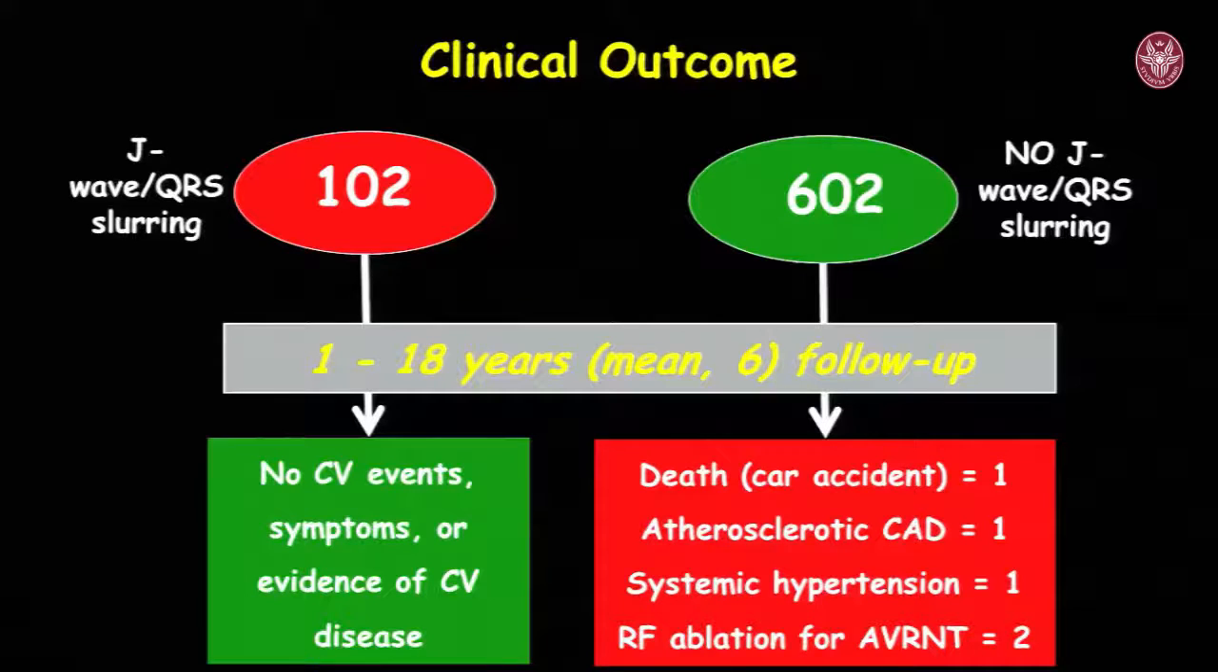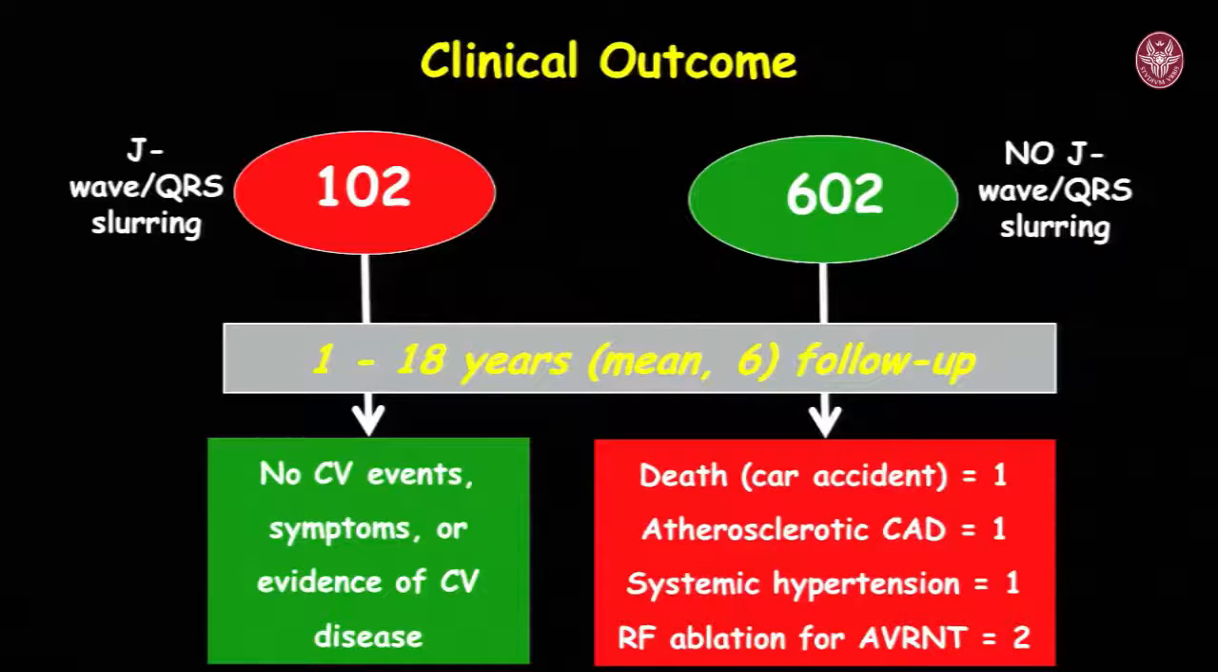The same was true also for the other athletes, except that there was a car accident. There was incident atherosclerotic coronary artery disease in the athletes becoming older, systemic hypertension, and occasionally ablation for supraventricular tachycardia.